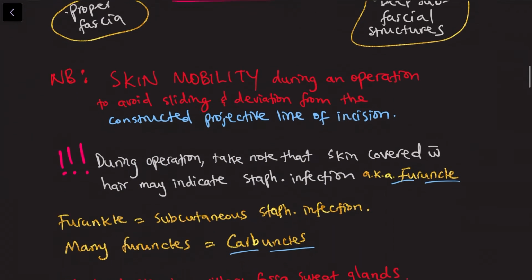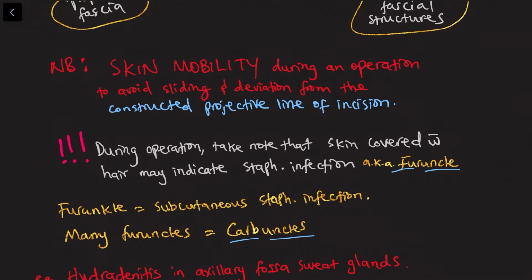All right, pay attention that when you are doing surgery, when you're doing the operation, the skin has mobility, is mobile. Therefore, to avoid sliding and the deviation from the constructed projective line of incision, you need to be able to stabilize the skin so that the skin does not move. So be aware of the mobility of the skin in the region where you're operating so that you avoid the sliding and deviation from the constructed projective line of incision.